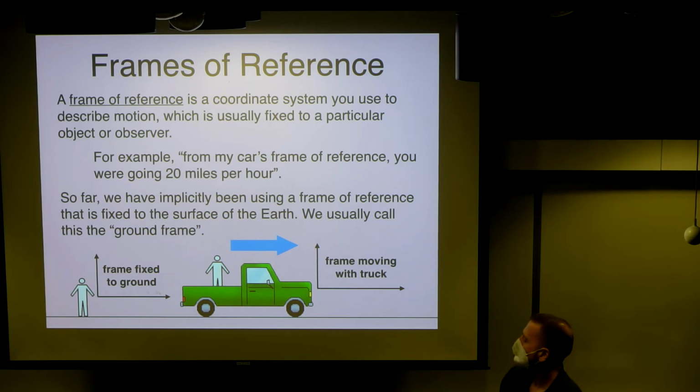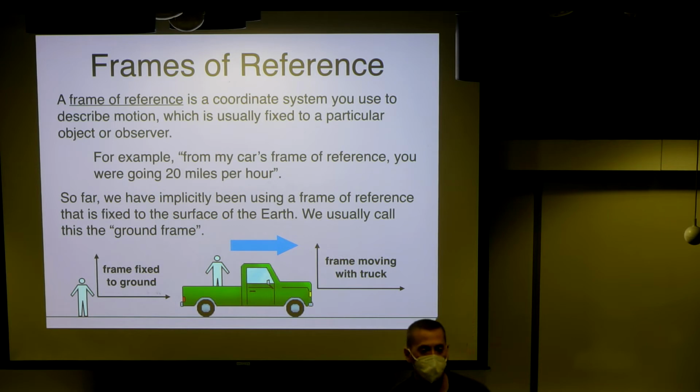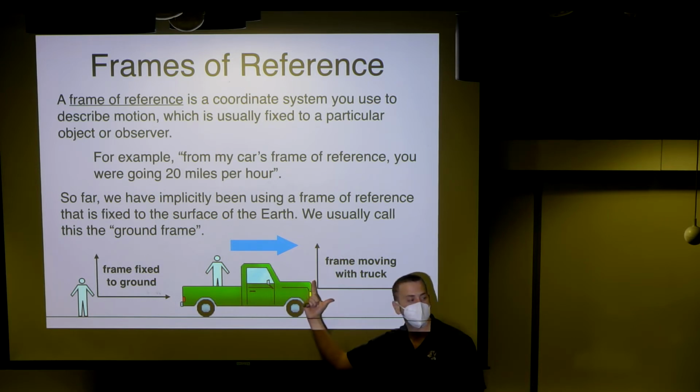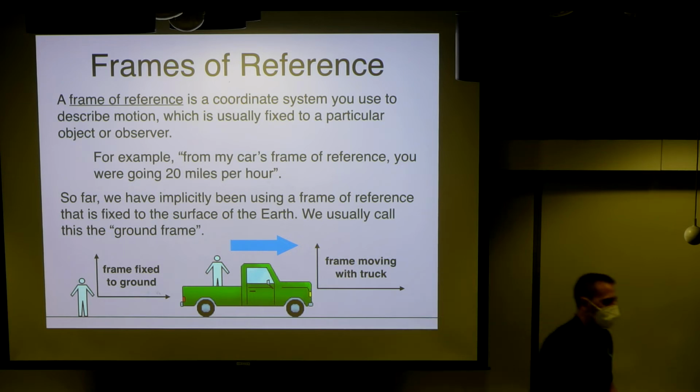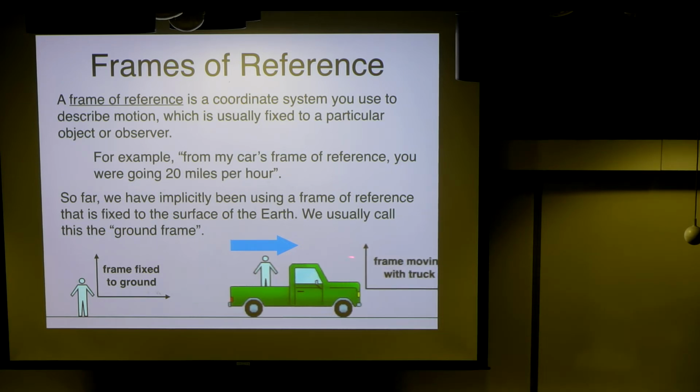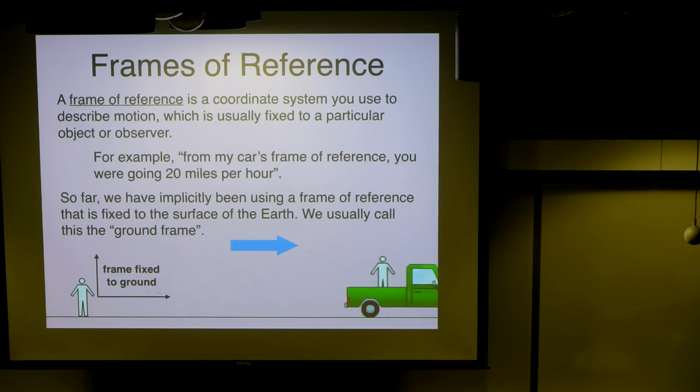So here's an example. We have a person standing still on the ground. So the set of coordinates that's basically not moving with respect to this observer is the ground frame. Now we have a truck. Let's say the truck is driving to the right. We can imagine a set of coordinates that's not fixed to the ground, but it's actually moving with the truck. So let me just show you an animation of what that looks like, okay? So when we talk about the truck's frame of reference, we're measuring things with respect to these coordinates that are actually moving along with the truck.